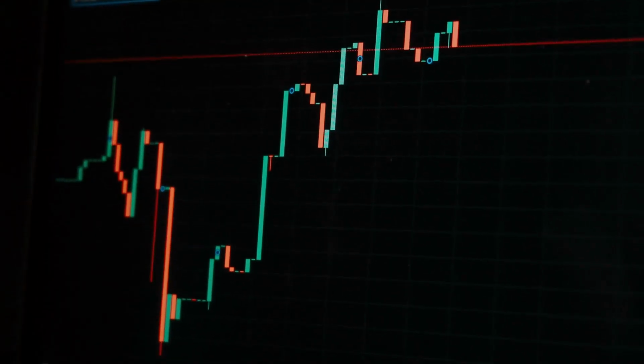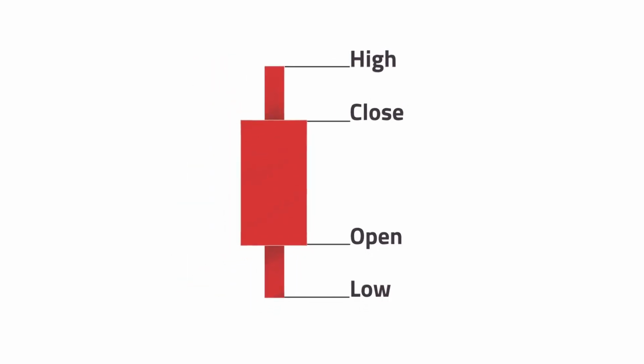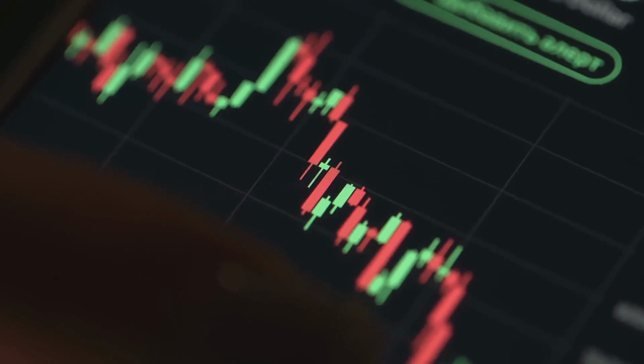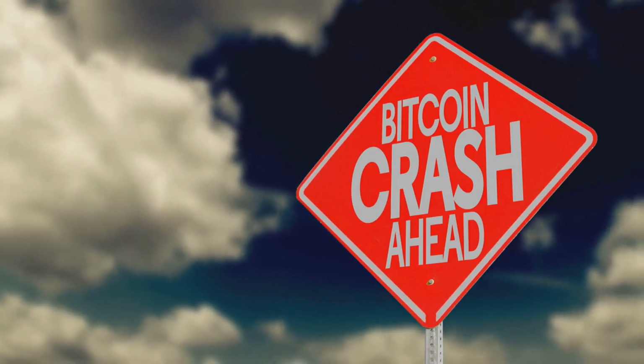One important single candle pattern is the doji. A doji has a very small body, sometimes just a thin line. This means the open price and close price were almost the same. A doji signals indecision in the crypto market. It often appears when a trend is losing steam. It can be a warning that a reversal is near.